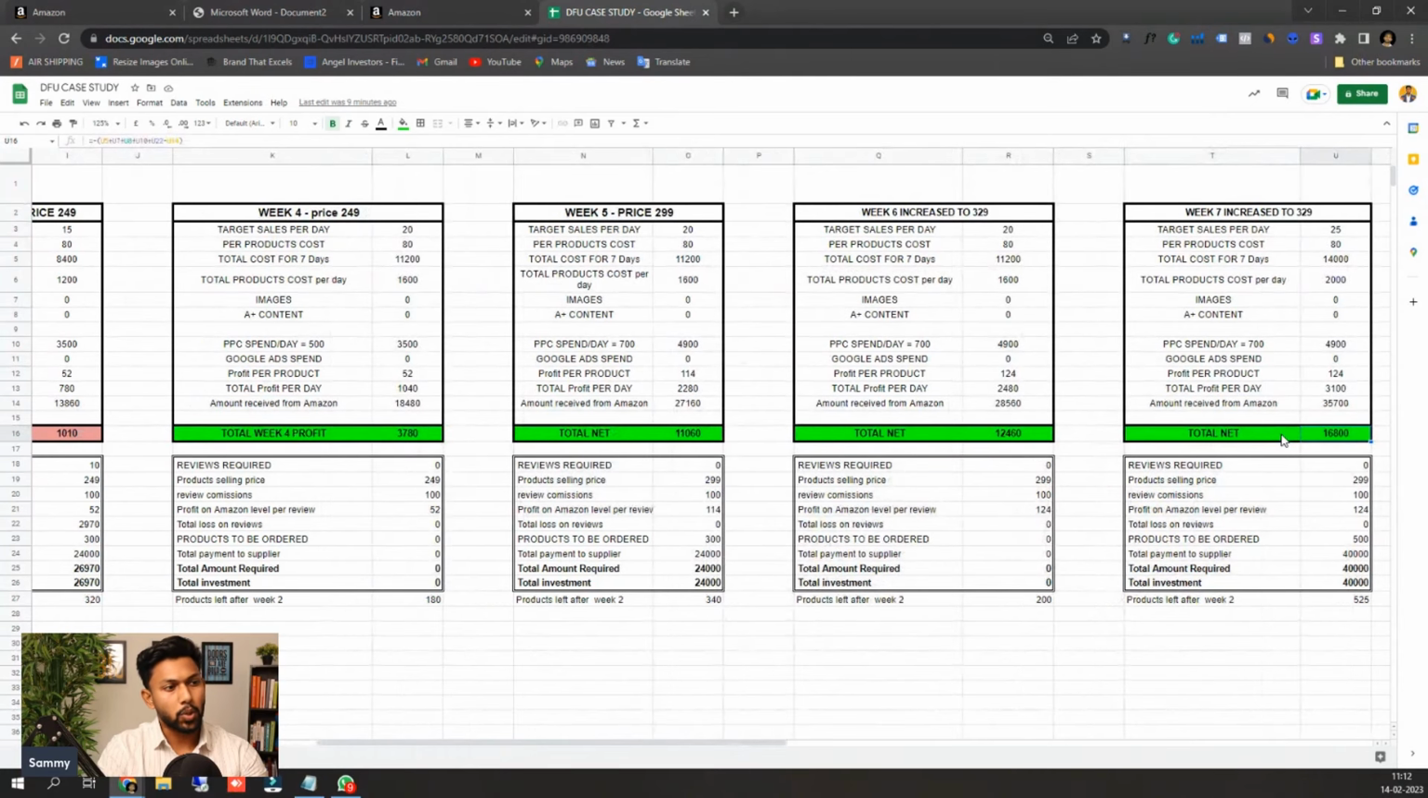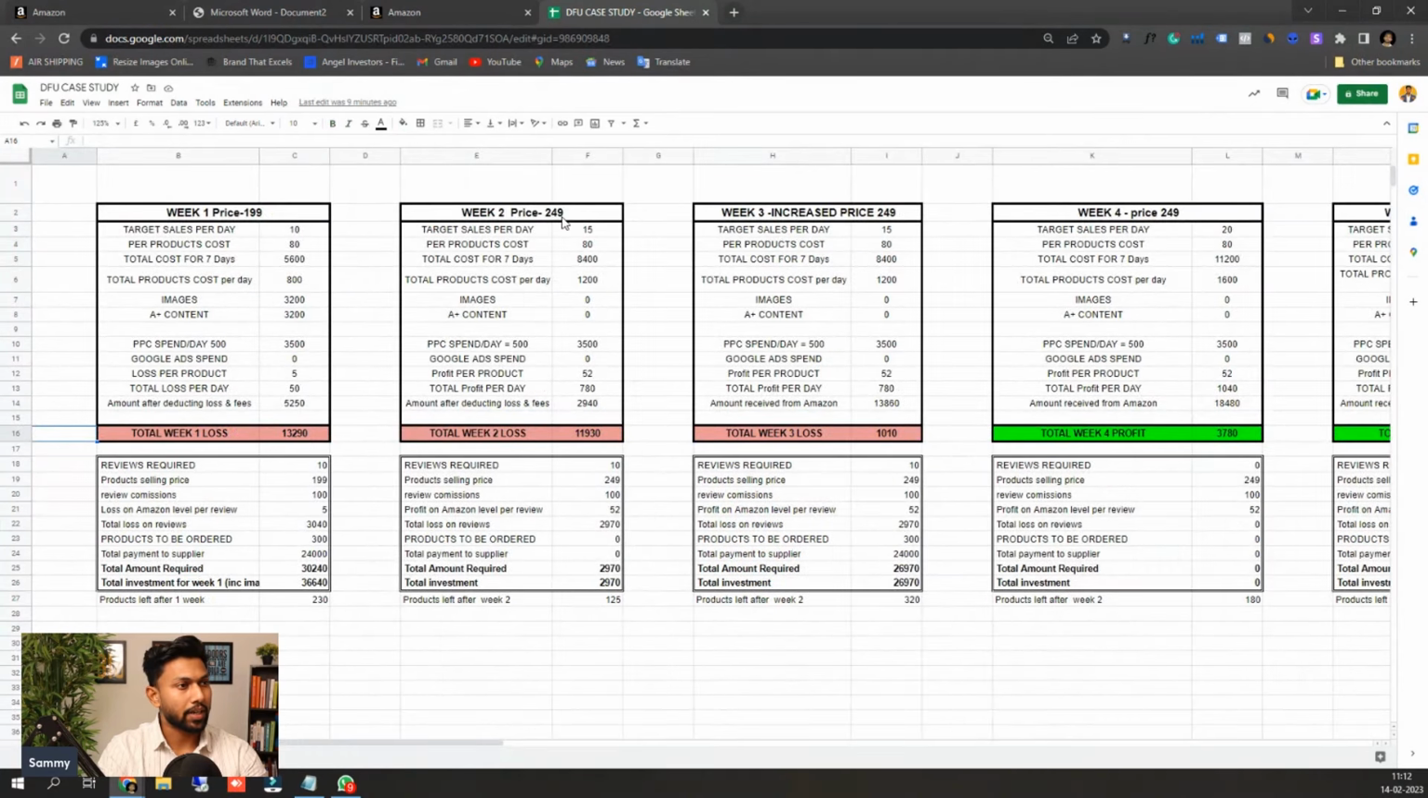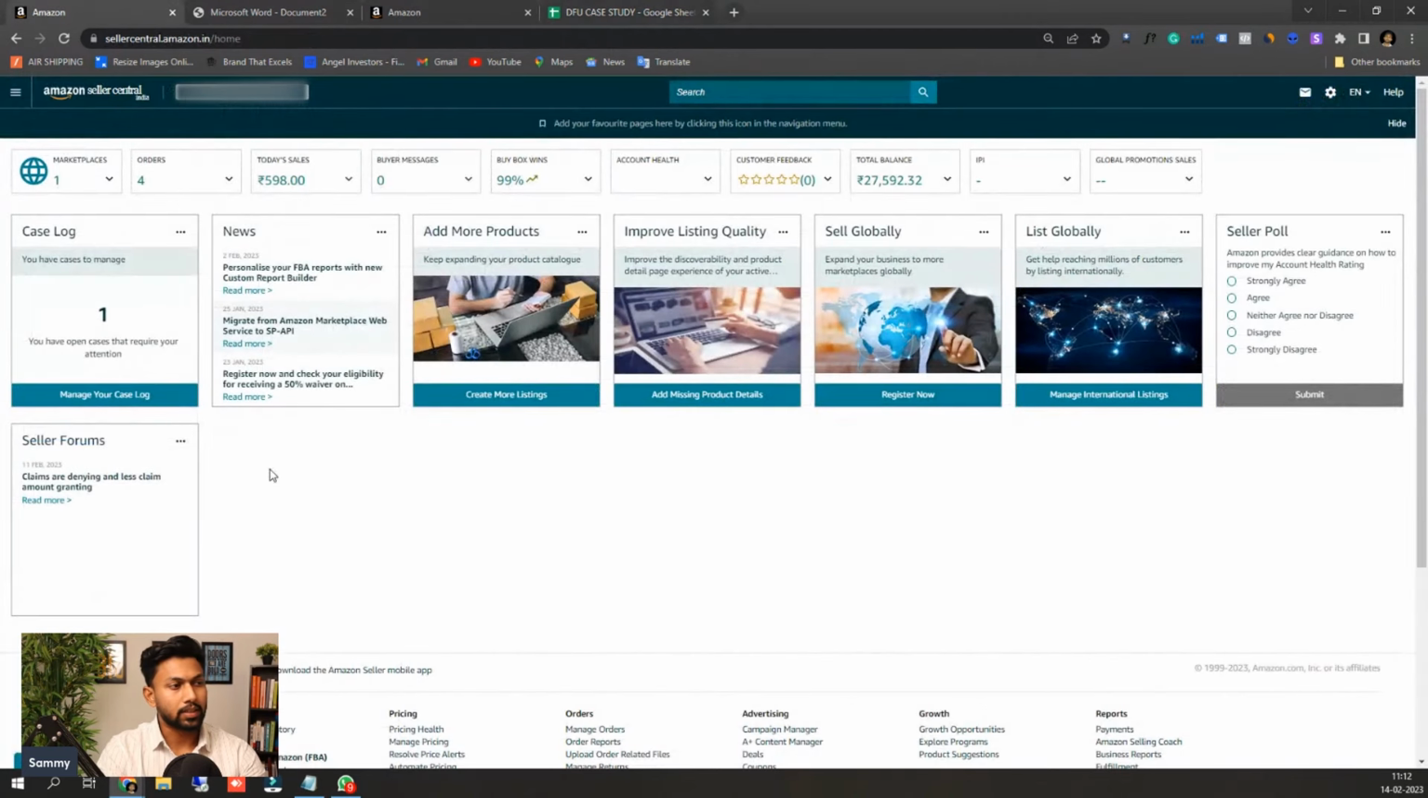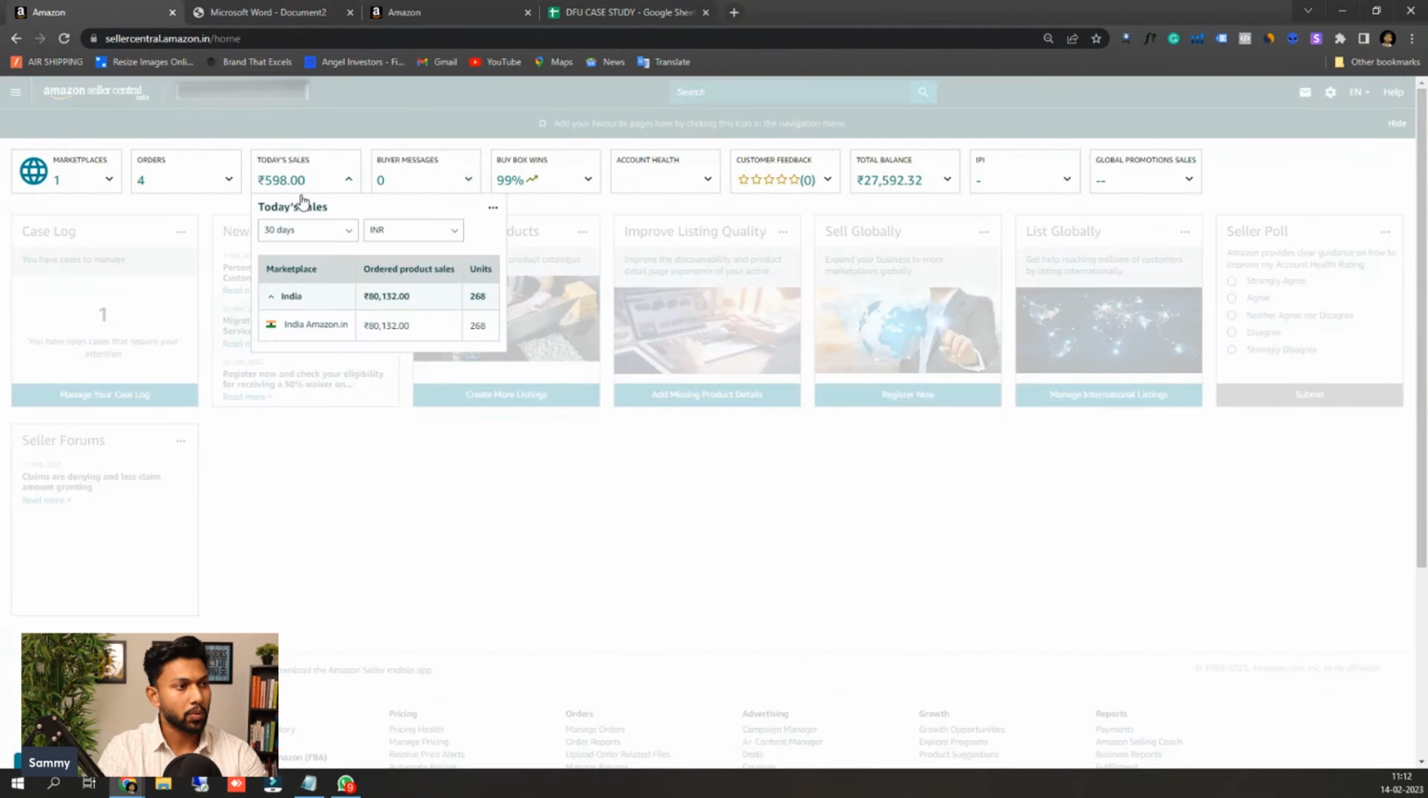Now, let me show you where we are right now. This is how their sales are going. If I show you the last 30 days, they have done around 80,000 in sales from only one SKU. Around 268 units were sold in the last 30 days.